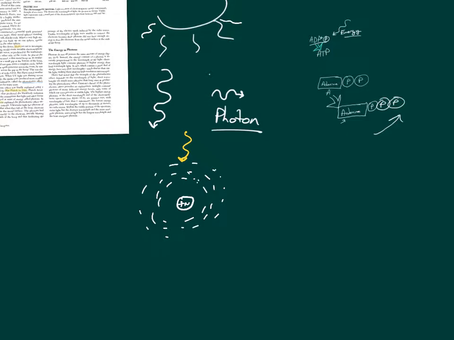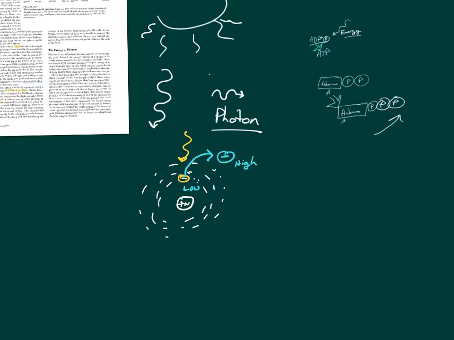What happens, and let's say it doesn't hit that one, let's say it hits this one here. What happens is this electron literally jumps up. It moves. It starts vibrating. Moves up. Very high energy. Goes from low to high energy because of this light. It's not transported across the membrane, so let's not confuse that. But it's moving from low energy to high energy.